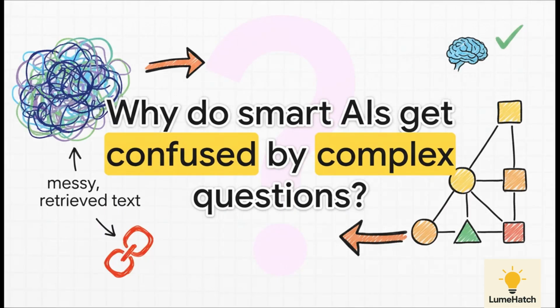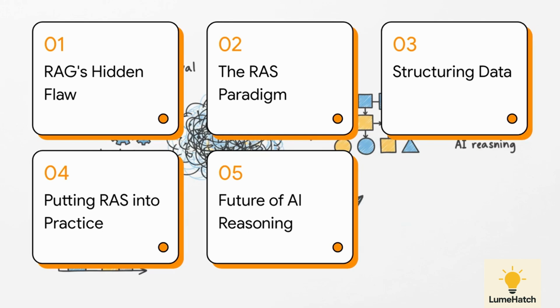And really, it all boils down to this one question. Why can an AI with access to literally all the information in the world still get tripped up? Well, the answer is surprisingly simple. It's not just about having the information, it's about the quality of that information. You know, when you feed an AI a messy, disorganized pile of text, well, even the smartest model is going to get misled. So here's what we've got on tap.